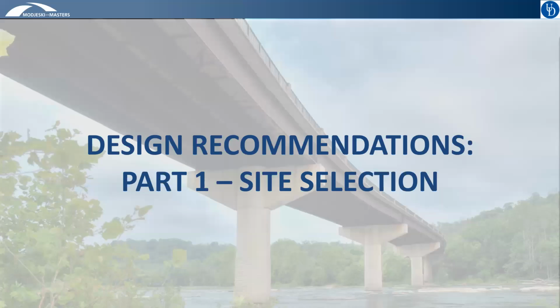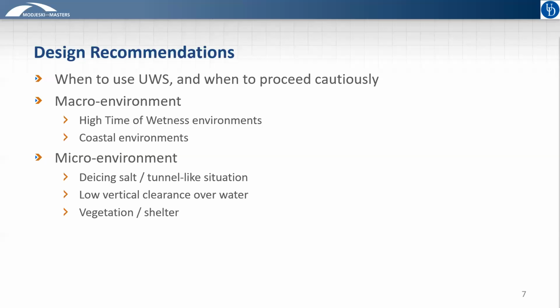Moving into the more technical content by talking about whether or not uncoated weathering steel is appropriate for a particular site. The overview for this section of the manual is shown here, which is that the main idea of this section of the manual and our corresponding discussion of it today is when to use uncoated weathering steel and when to proceed cautiously with it or not use uncoated weathering steel. The concepts for how to determine this are based on 2 main categories of environments termed the macro environment and the micro environment, which some of the main environments of caution that we will be discussing today are listed here.